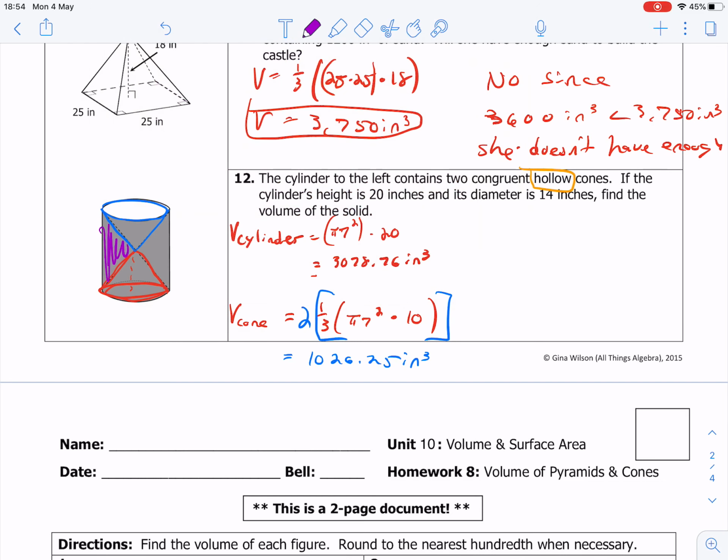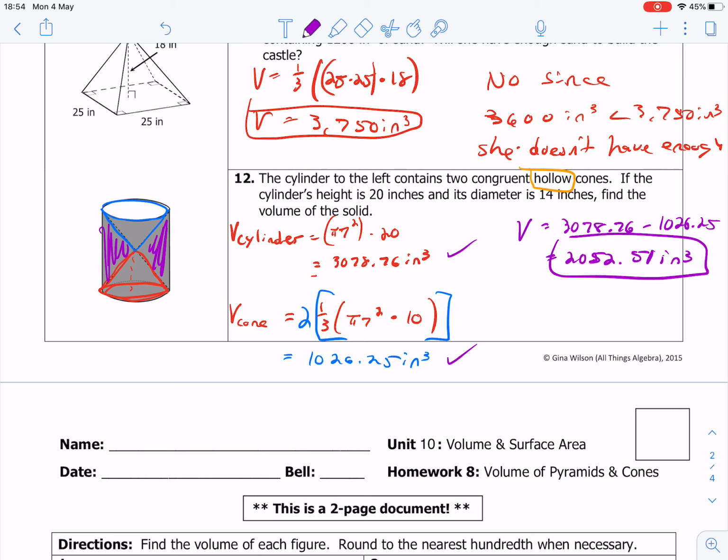So to find the volume of this region then, we need to take the volume of the whole thing and subtract the volume of those two cones. So we do the volume of everything, 3078.76 minus 1026.25, and then we get 2052.51 inches cubed. And there we go. That's it. If you guys have any questions in class, I'd be happy to help you, or you can email me. Okay, see you.